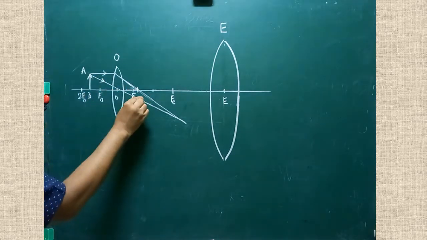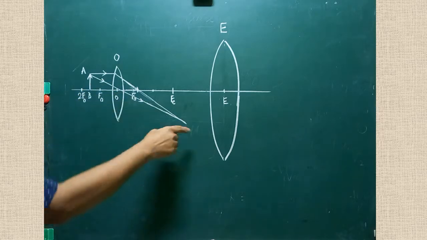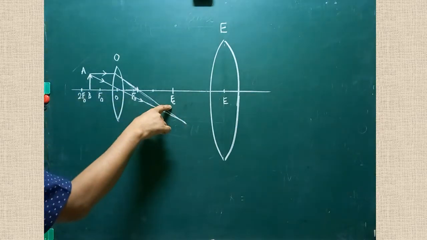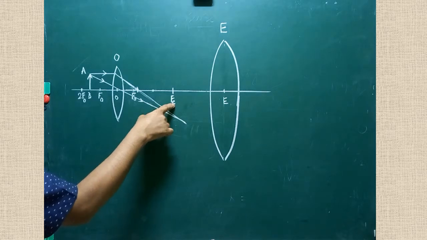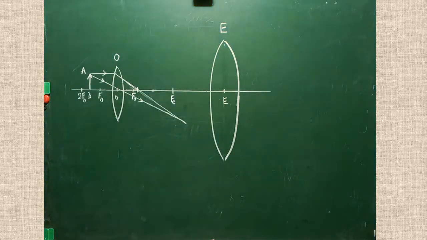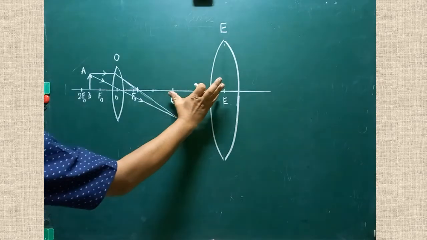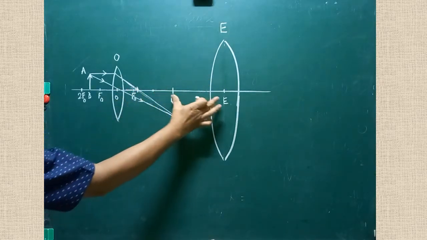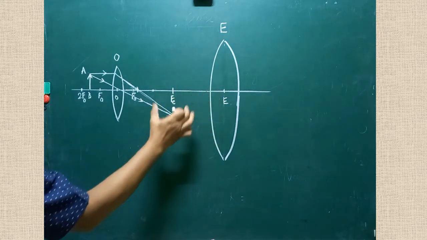Now these two rays are traveling in this direction and both are meeting here. What is FE? That is the principal focus of the eyepiece. And its focal length is also more compared to the focal length of the objective. The focal length of the eyepiece is greater.